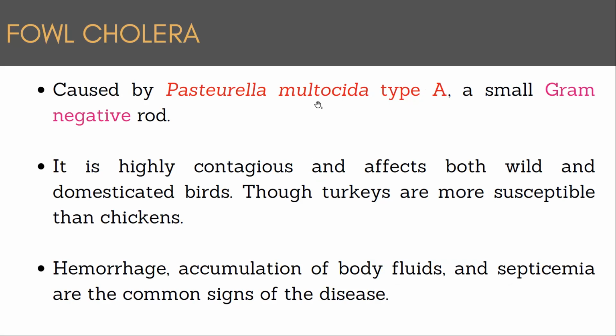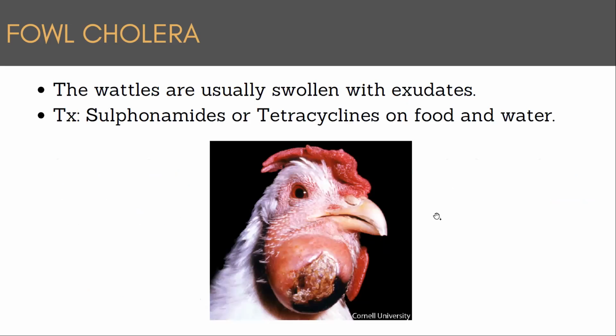It is also a gram-negative bacteria. So it is highly contagious and affects both wild and domesticated birds, though turkeys are more susceptible than chickens. So ano bang makikita natin sa fowl cholera? Magkakaroon ng hemorrhage, accumulation of body fluids, and septicemia are the common signs of the disease. The wattles are usually swollen with exudates, may lumalabas na fluids. Ito, swollen si wattle ng manok na to.